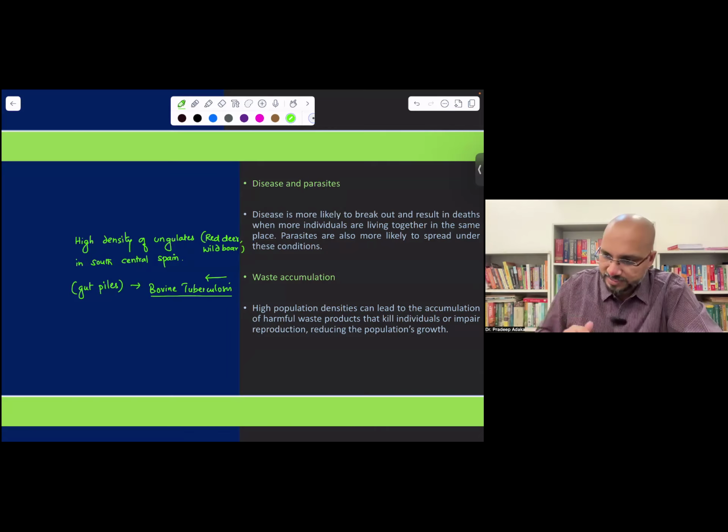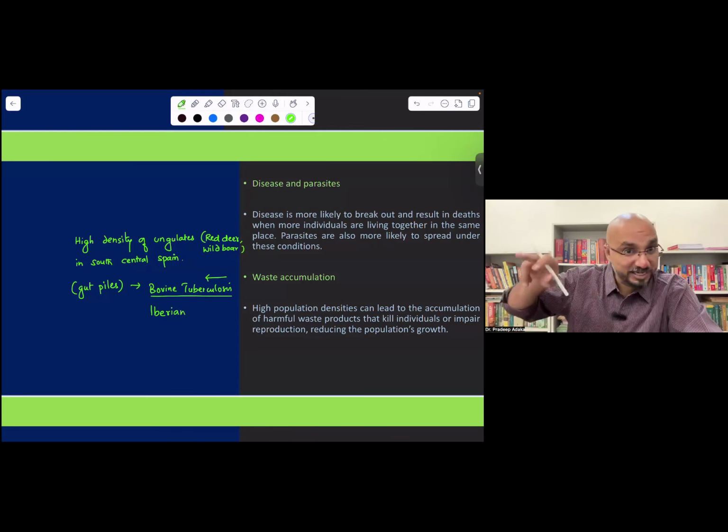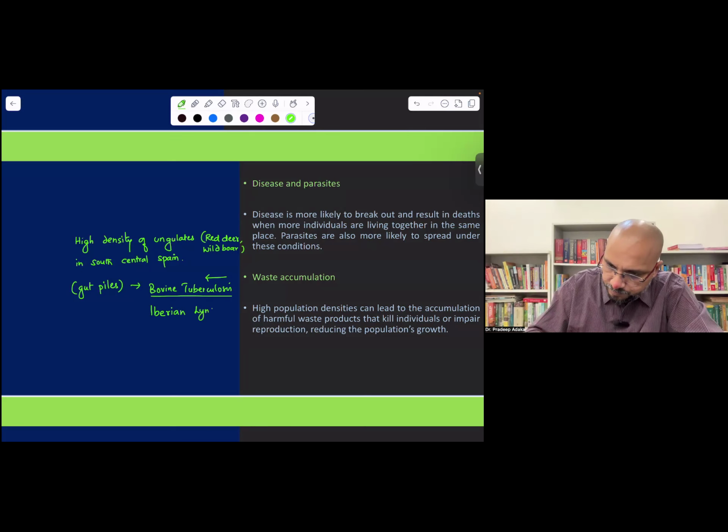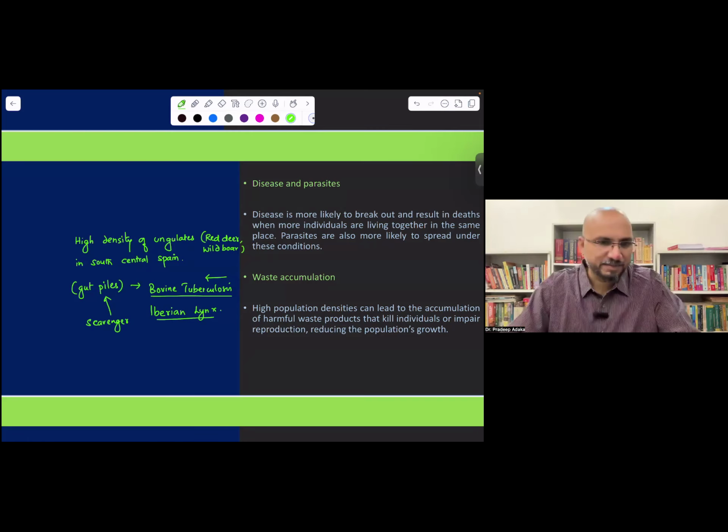the other organisms, for example the Iberian lynx, the Iberian Peninsula as they call it, Spain, France, that is the Iberian Peninsula. So the Iberian lynx, which is a scavenger, will try to feed on these gut piles, the leftover remains of these hunted animals. So these animals like red deer and wild boar are hunted, and they eat the meat, and the intestines, the gut piles, are discarded. So if any of these animals is infected with bovine tuberculosis, this disease can spread and affect scavengers like the Iberian lynx.